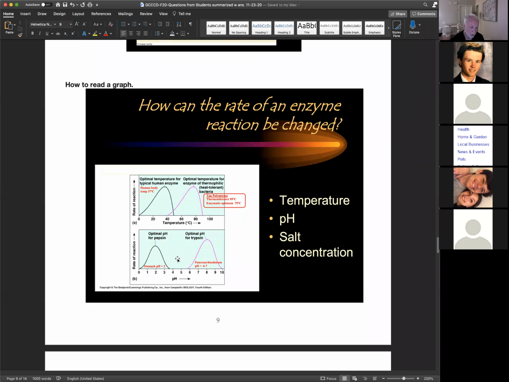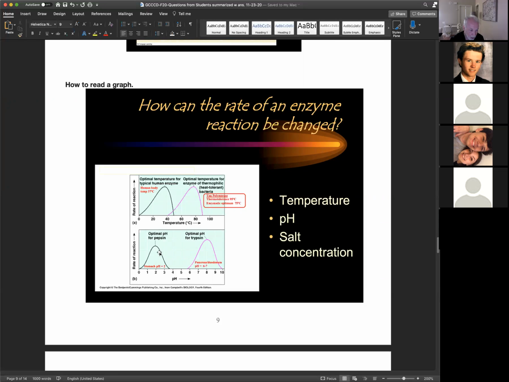And so if you go to the graph at the bottom, it's the same thing. The rate of reaction is on the y-axis. In this case, the x-axis is showing pH. And pHs can run from 0 to 10. And depending on the enzyme, in the case of pepsin, the pH optimum is 2. So if the pH is lower than 2, the enzyme runs slower. If it's higher than 2, it denatures and the rate goes down.